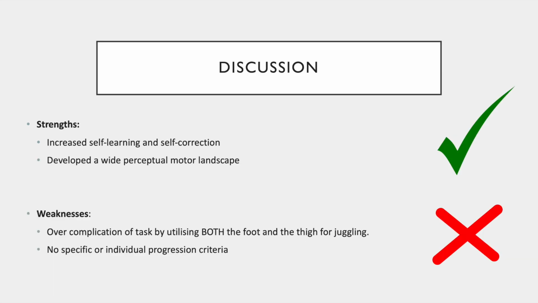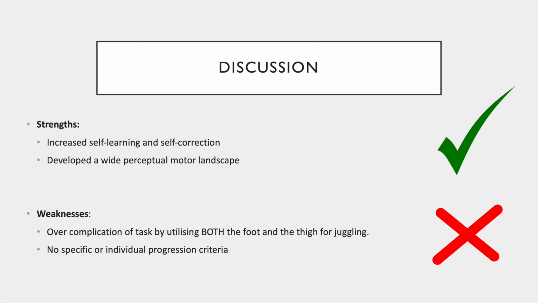One strength of the program was its ability to enhance self-learning and self-correction in a performance environment. This is because the learner was provided with information of juggling technique in the first week of the program. However, apart from this, no external feedback was provided at all. This ultimately enhanced the learner's ability to self-correct themselves when performing the skill.